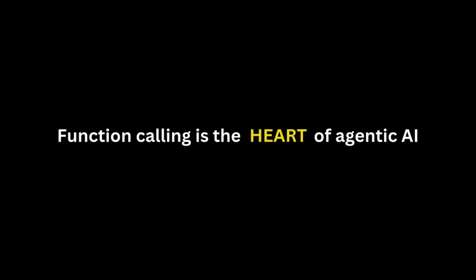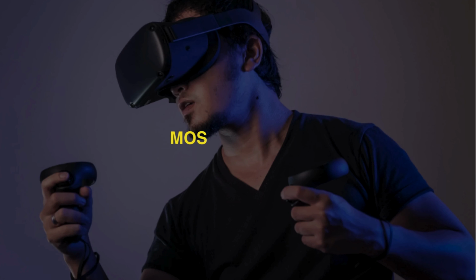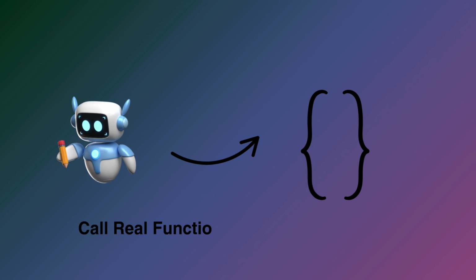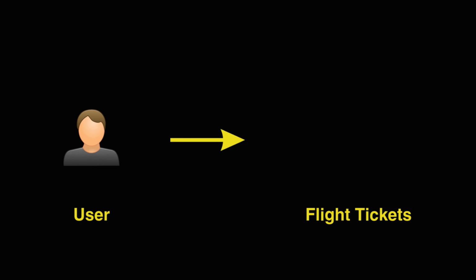But before that, you may have noticed that I have used a term called function calling previously. What is this function calling? Function calling is the heart of agentic AI, one of the most powerful features in modern AI agents. Instead of just generating text, AI agents can call real functions to perform actions. For example, let's say an agent needs to book a flight. What will a user ask? The user will ask, find me the cheapest flight from New York to London next Friday.